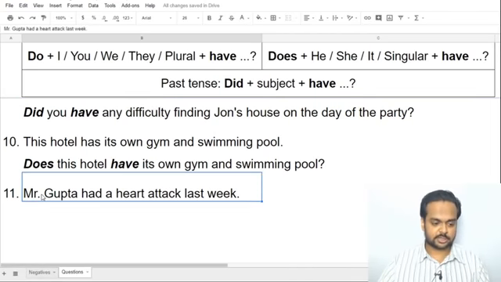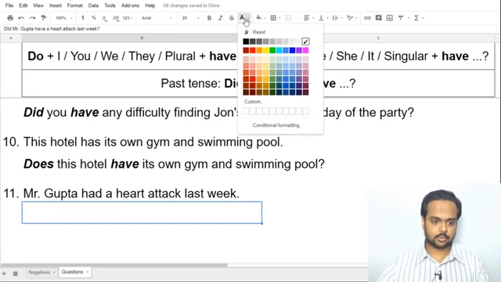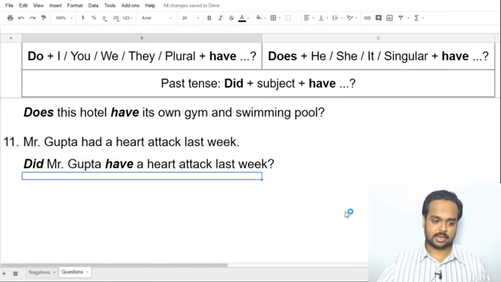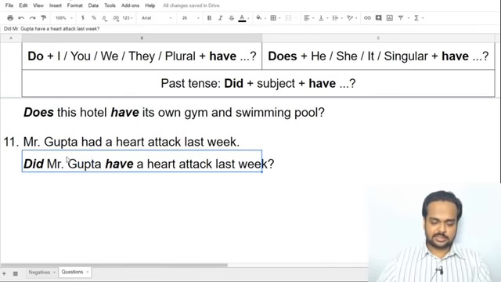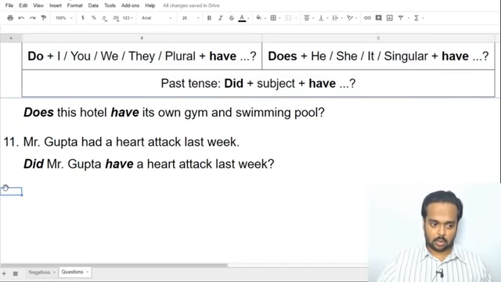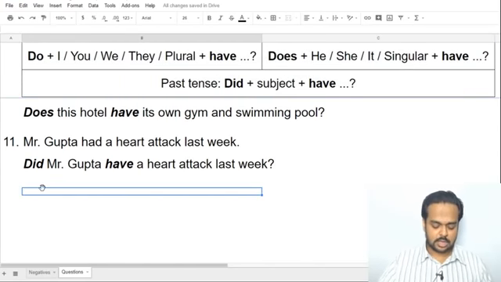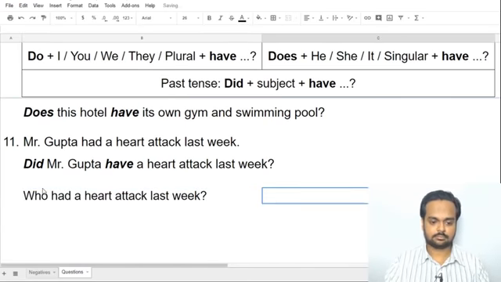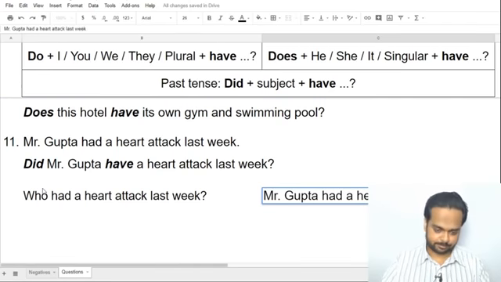I think I forgot to do this exercise. Mr. Gupta had a heart attack last week. Did Mr. Gupta have a heart attack last week? Now here, if we know that someone had a heart attack, but we're not sure who that person was, we don't use this form. We use a different form for subject questions. We would say, who had a heart attack last week? So the answer would be, Mr. Gupta had a heart attack last week.